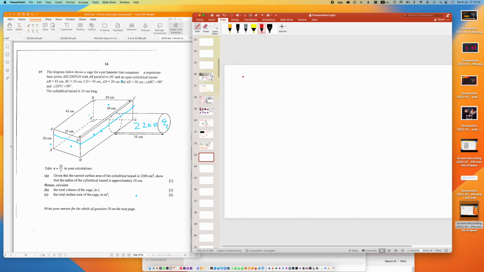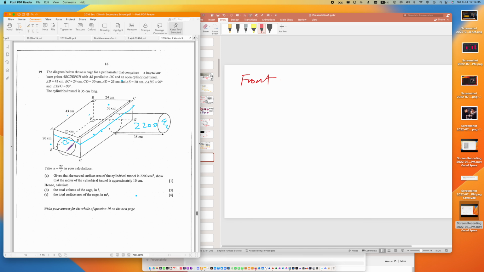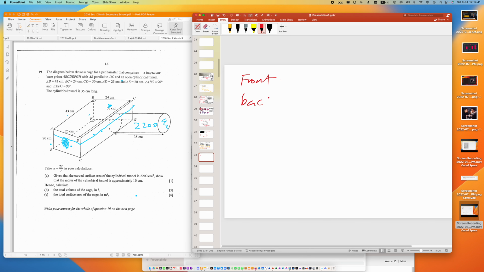The way you write it is front. Front means this one, and there's the back. They are not the same. The back is 24 times 20. Then front, back, then left, right. The right one you need to minus the circle. Then top and base, you just add all up. Okay? That's the approach. Good.